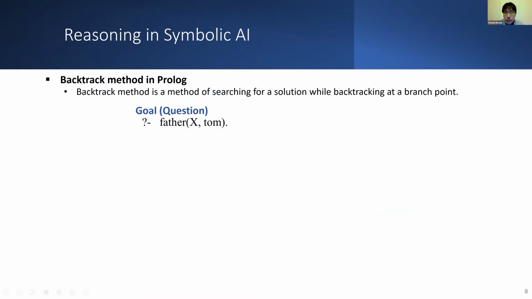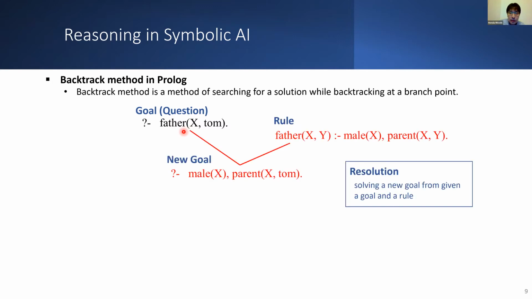I will explain how the Prolog system reasons. The Prolog system uses a backtrack method to reason. Backtrack method is a method of searching for a solution while backtracking at a branch point. This is the previous example. Suppose the question, who is Tom's father, is input into the Prolog system. First, the Prolog system does an operation called resolution. Resolution is an operation solving a new goal from a given goal and a rule.